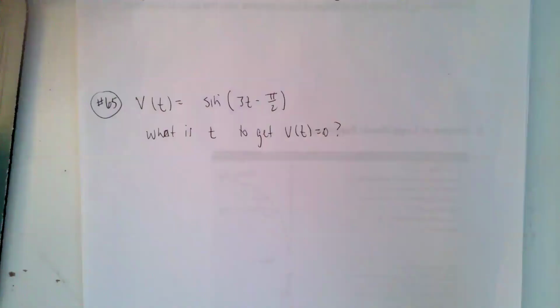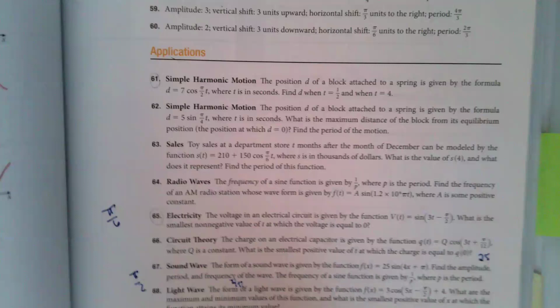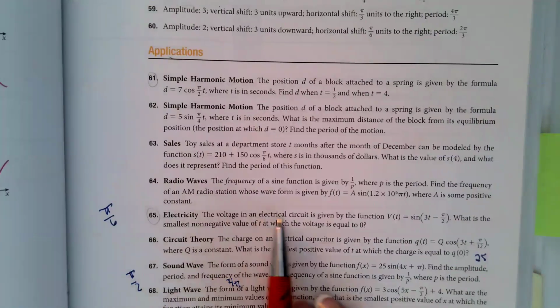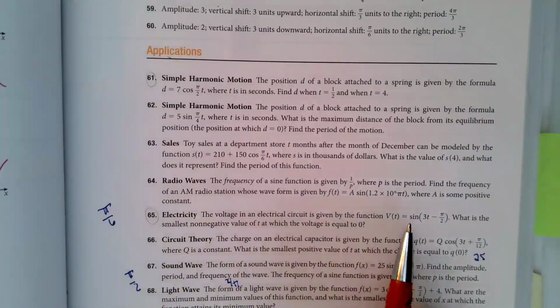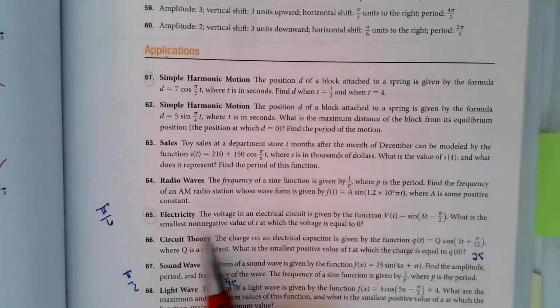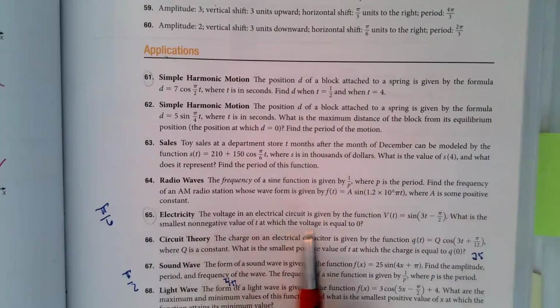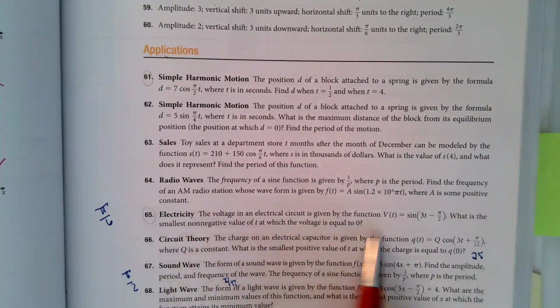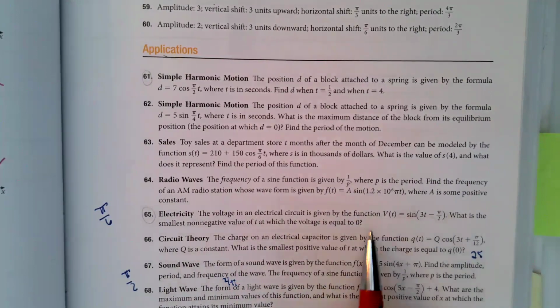Then number 65 is the voltage in an electrical circuit given by the function V of t, sine of 3t minus pi over 2. What is the smallest non-negative value of t at which the voltage is equal to 0? So we just want to know when this voltage is equal to 0.